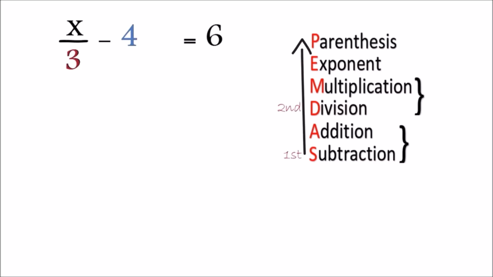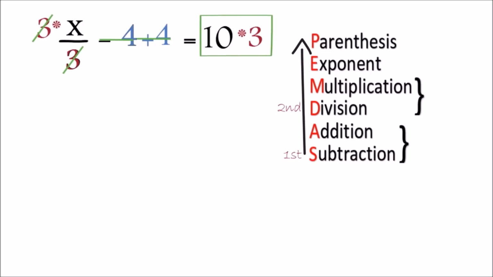We get rid of the minus 4 by adding 4 to both sides. The 4 cancels out. 6 plus 4 is 10. Next, we get rid of the divided by 3 by multiplying both sides by 3. The 3 will cancel out. 10 times 3 is 30. Therefore, x equals 30. In most instances, for two-step equations, you will work out your addition or subtraction part first.